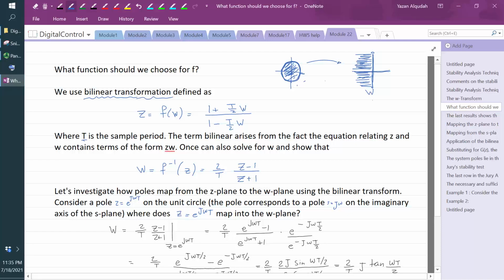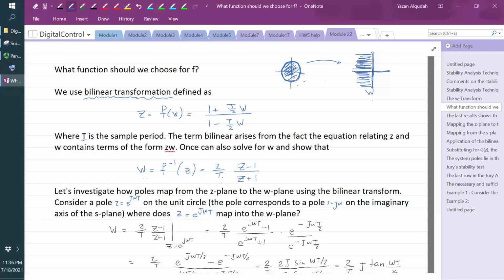Okay, now from this I can also write W as a function of Z as equal to 2 over t, Z minus 1 over Z plus 1. Again, I can multiply across and do some simplification. I will get that W is equal to 2 over t multiplied by Z minus 1 over Z plus 1. Now what we're going to do is investigate how the poles map from the Z plane to the W plane using this bilinear transformation.